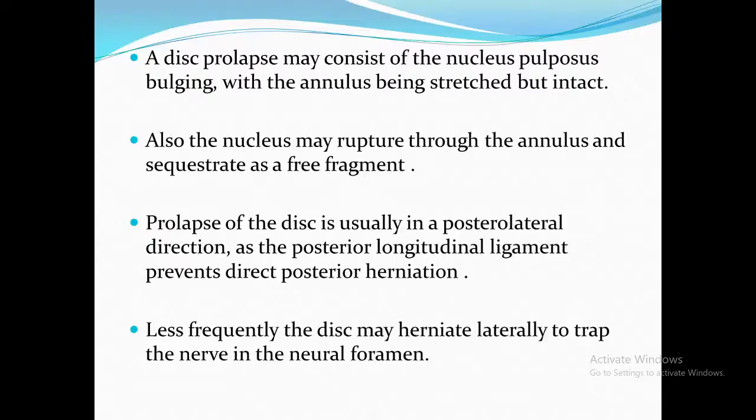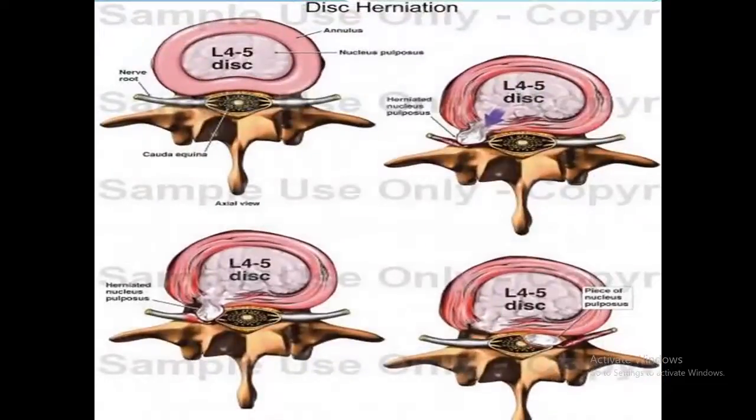The lumbar disc may herniate as one unit, or the nucleus may rupture through the annulus. The lumbar disc prolapse usually occurs in a posterolateral direction. Less frequently, the lumbar disc goes laterally and traps the nerve root at the neural foramina. Here we can see a picture showing the lumbar disc prolapse and the nerve root compression.